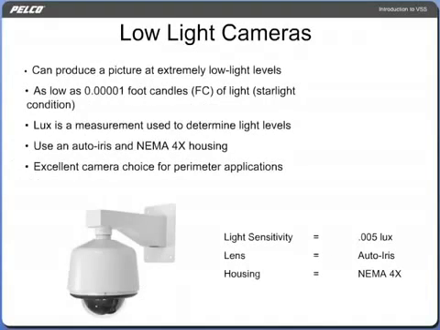Low-light cameras can produce a picture at extremely low light levels, some as low as 0.00001 foot candles of light, starlight condition. Lux is also a measurement used to determine light levels. Low-light cameras use an auto iris and NEMA 4X housing.